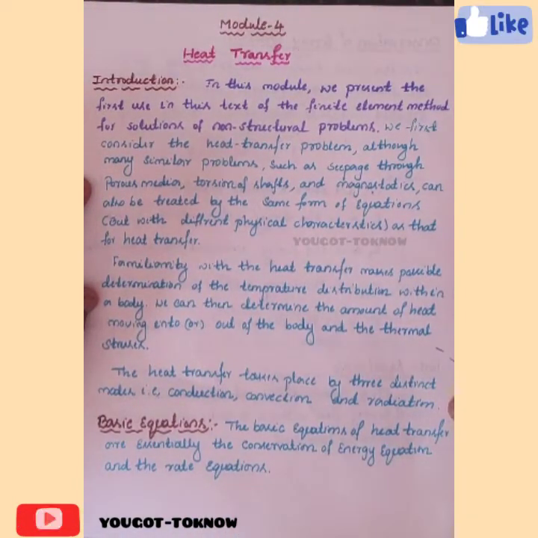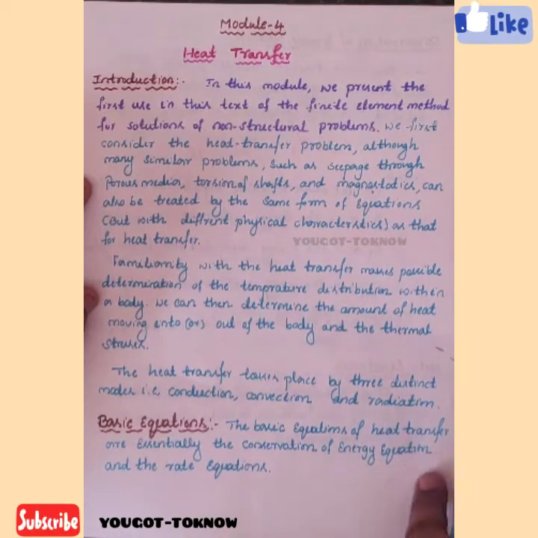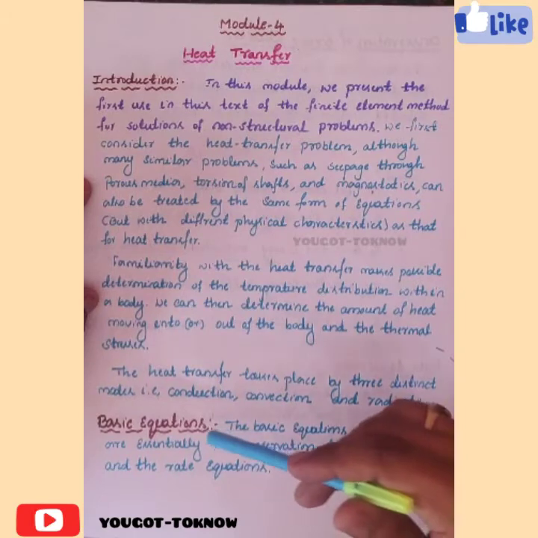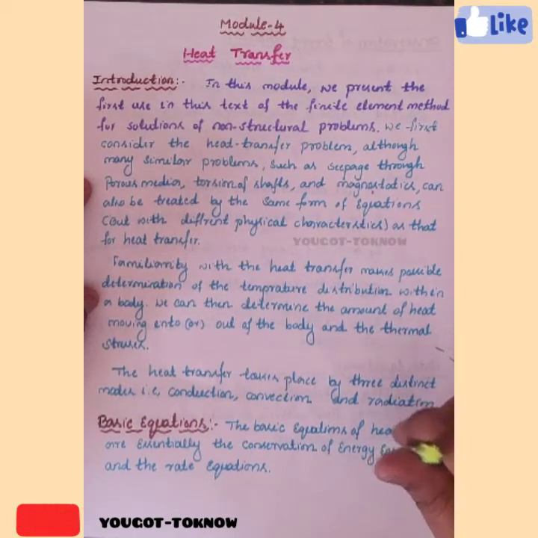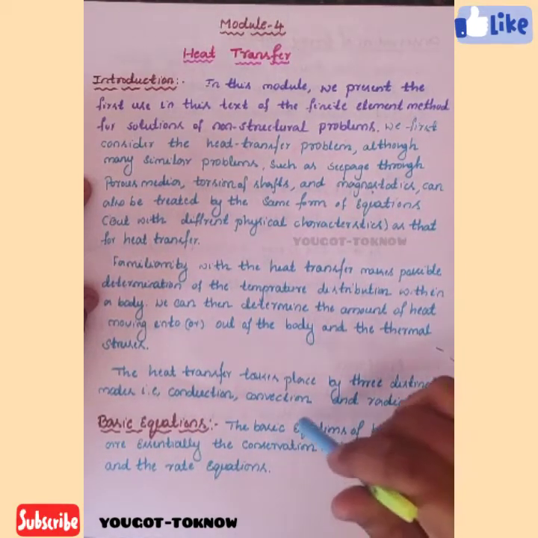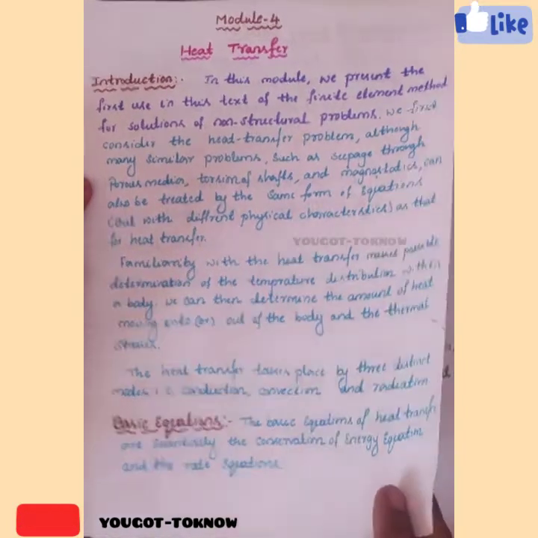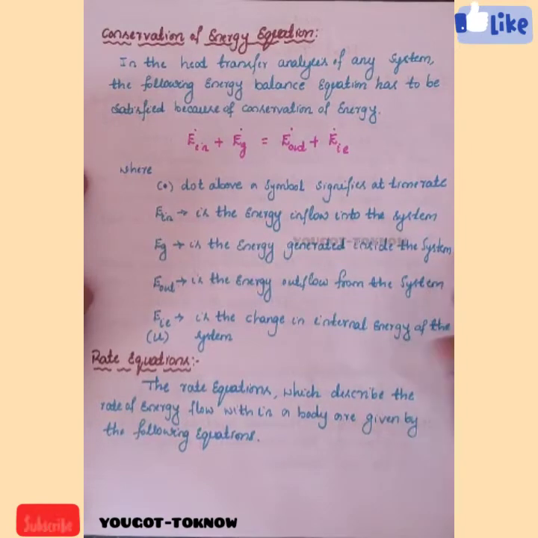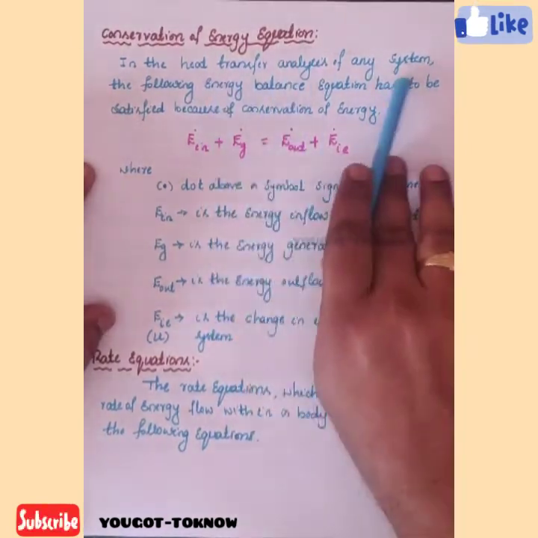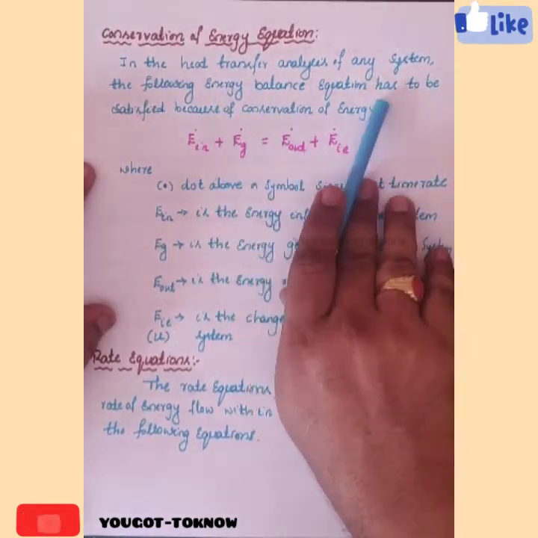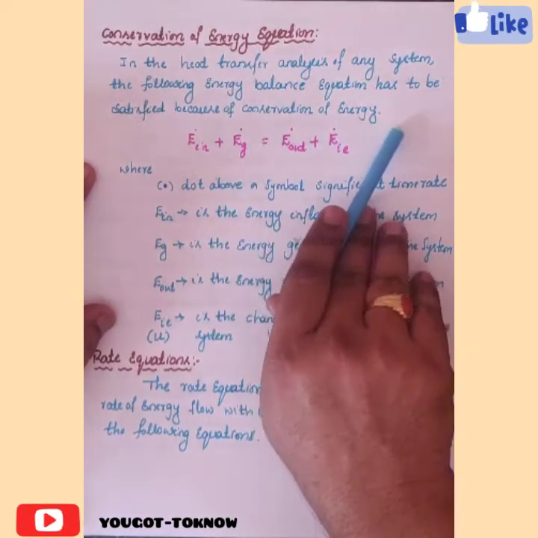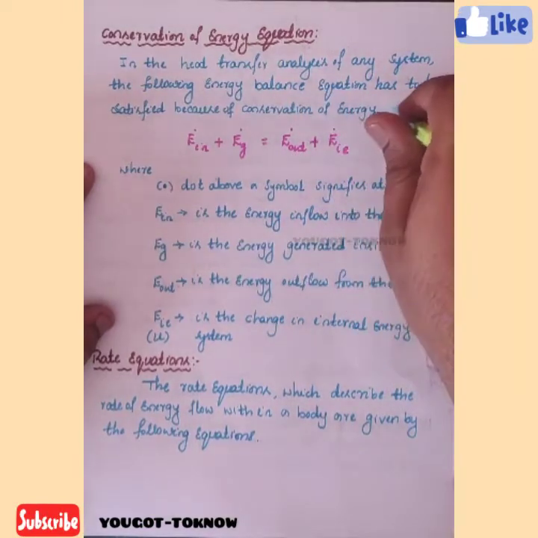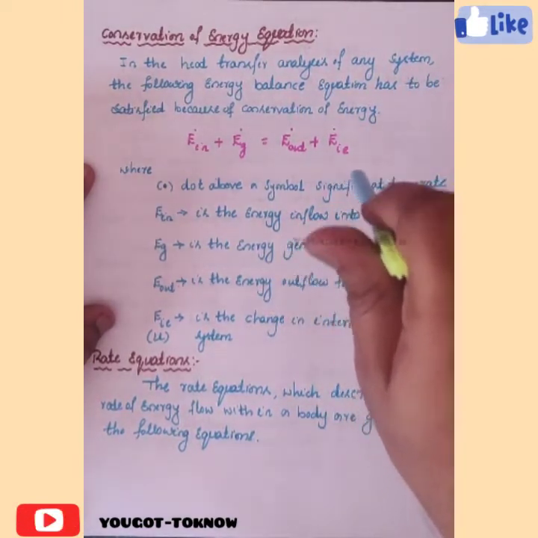The basic equations of heat transfer are essentially the conservation of energy equation and the rate equation. If you want to derive the basic equations in heat transfer, you require the conservation of energy equation and the rate equations. First we will discuss what is meant by the conservation of energy equation. In the heat transfer analysis of any system, the following energy balance equation has to be satisfied because of conservation of energy.